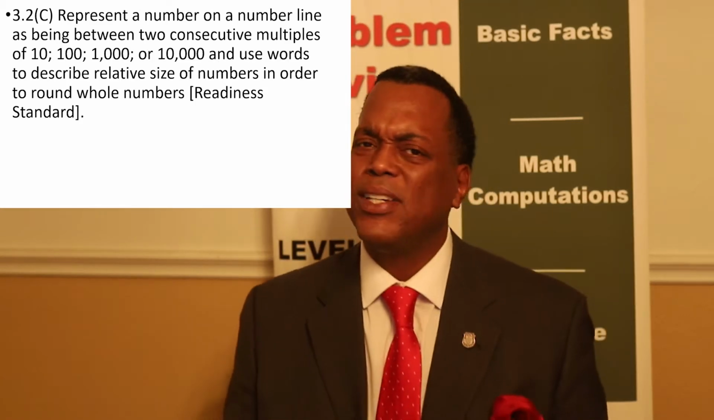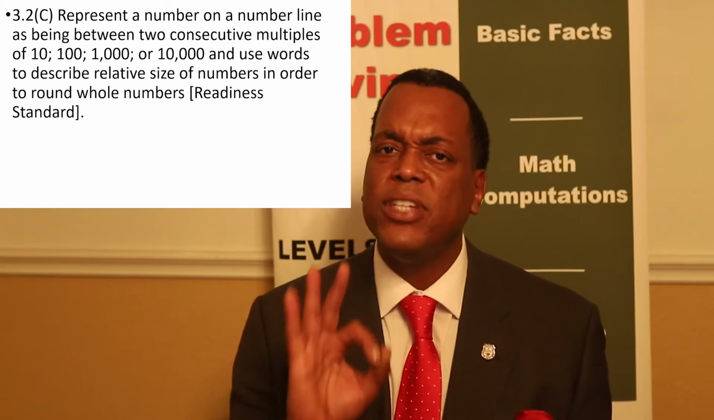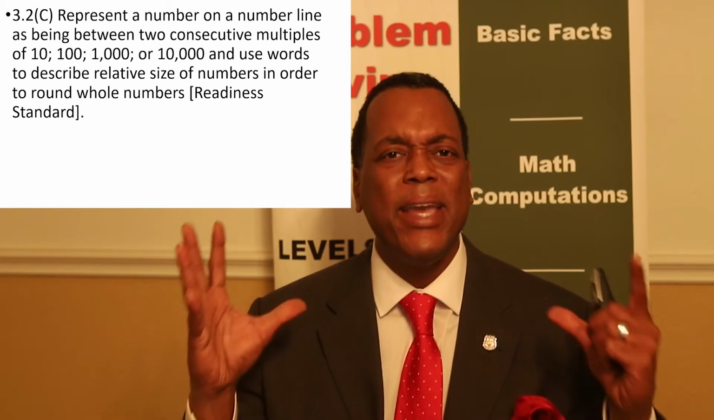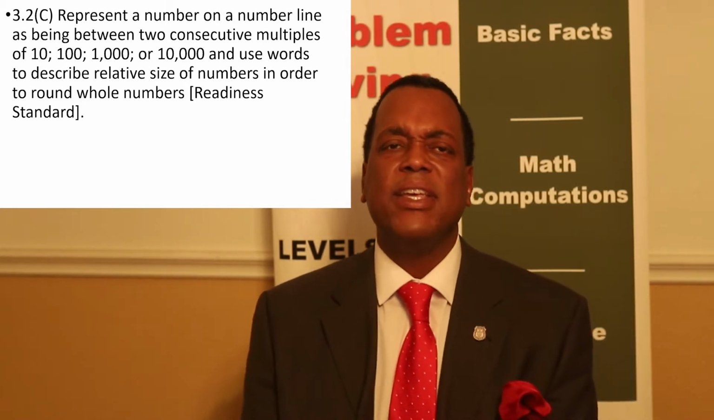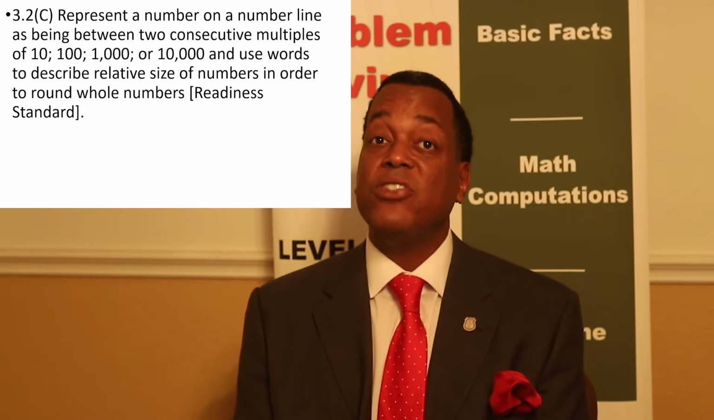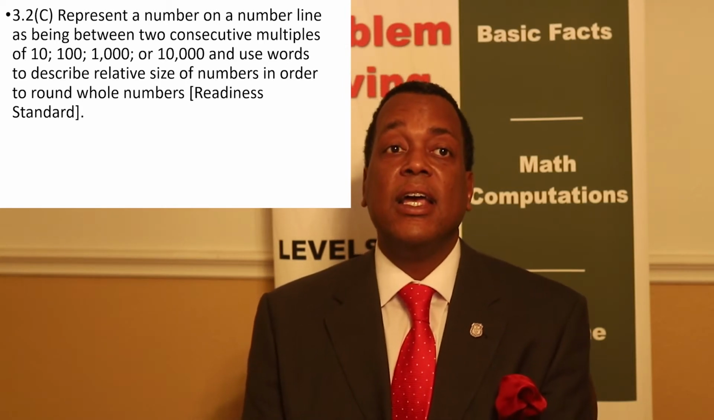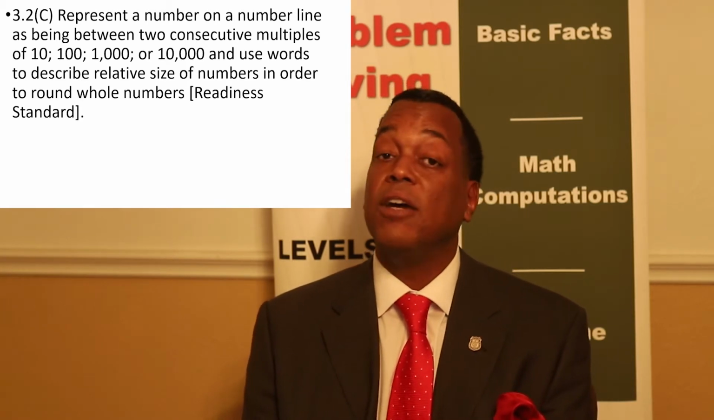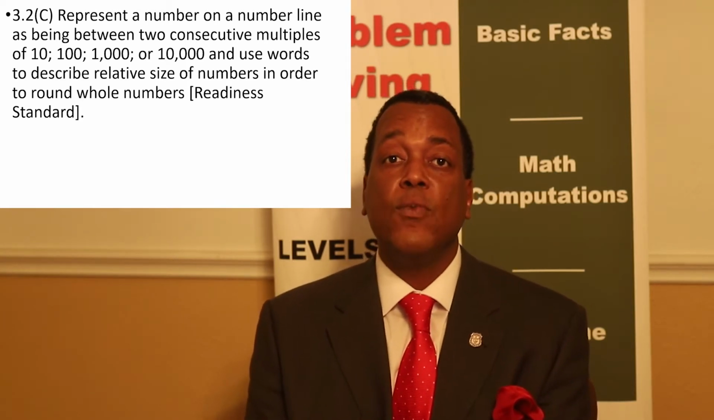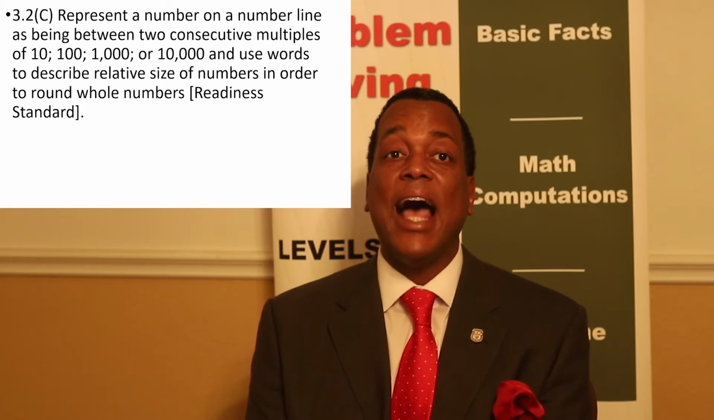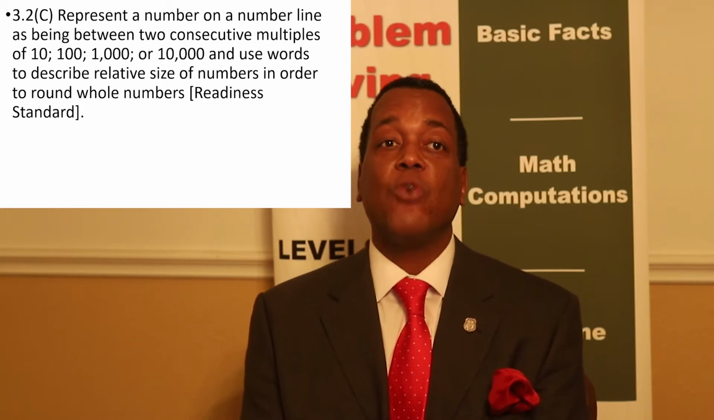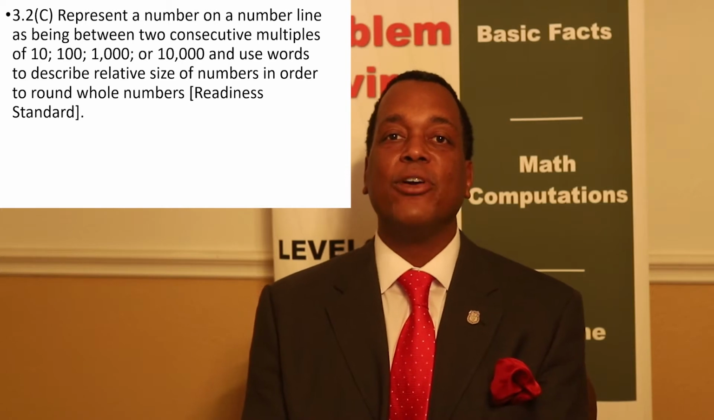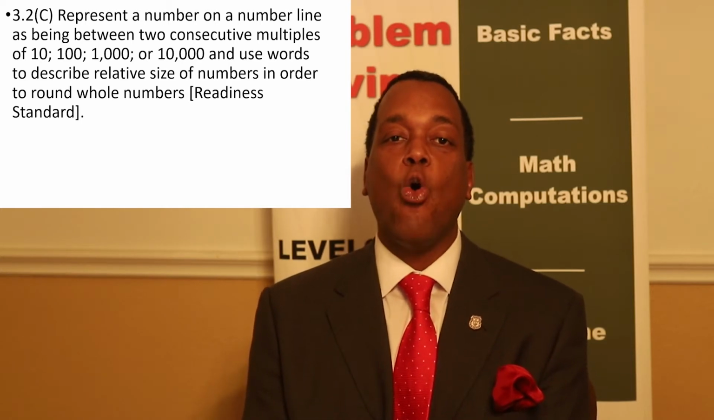I'm going to read it to you because it's kind of long, and I definitely want to break it up into three different parts to make it easier for us to understand. It states that you need to represent a number on a number line as being between two consecutive multiples of 10, 100, 1,000, or 10,000, and use words to describe the relative size of numbers in order to round whole numbers.